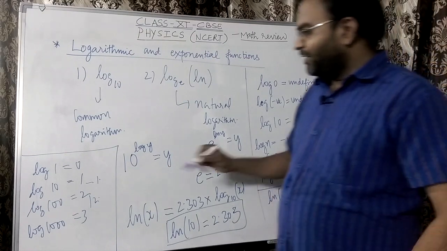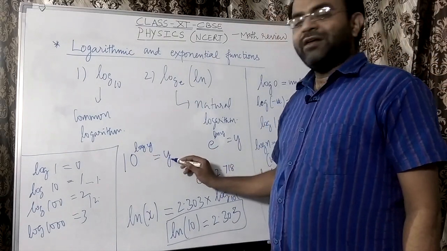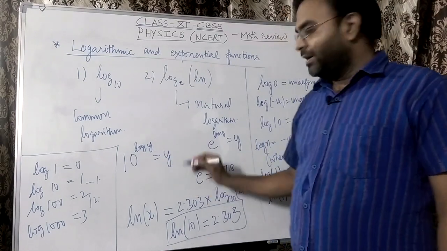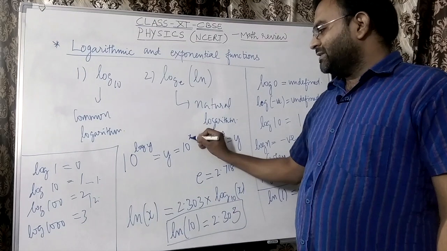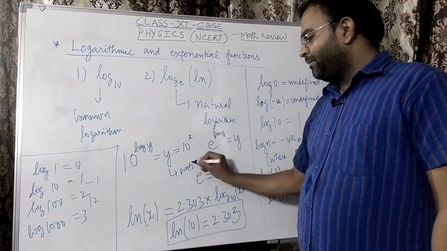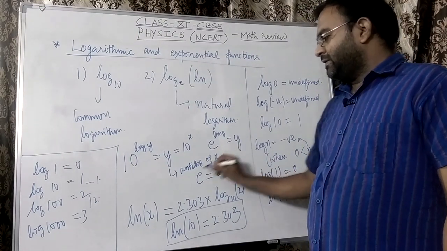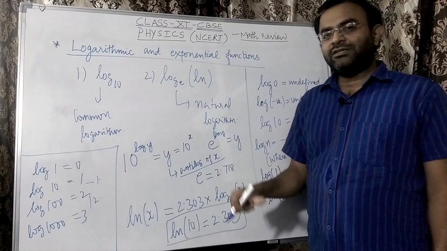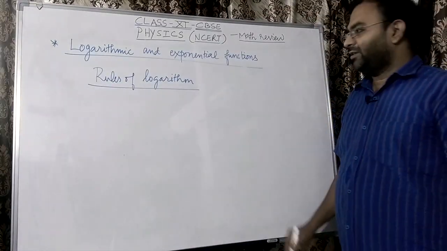Also, we have defined here that the power to which 10 must be raised to arrive at the number y is the logarithm of that number. So we can also write this as y is equal to 10 power x, where y is called the antilog of x. So logarithm, and the reverse is antilogarithm. We shall discuss some more rules of logarithm.